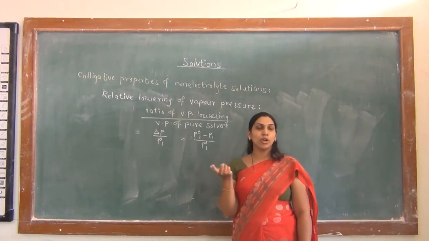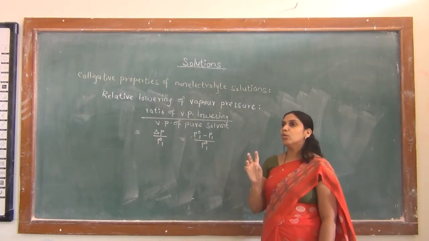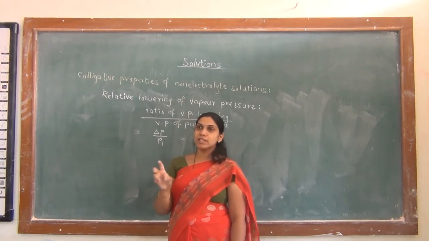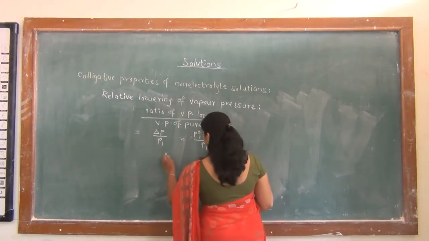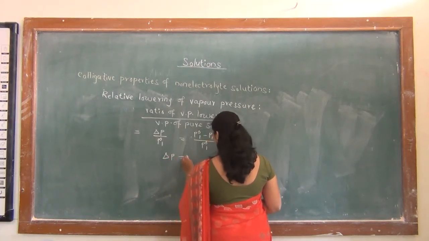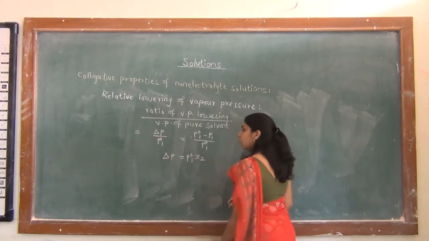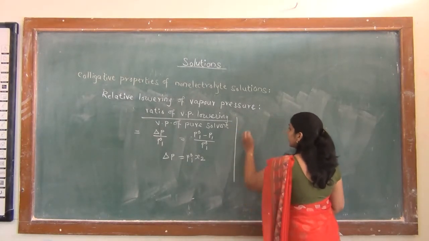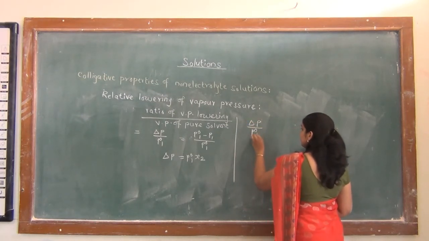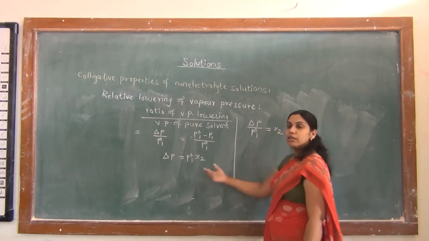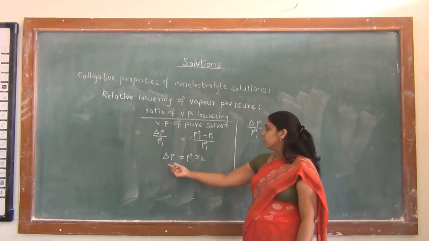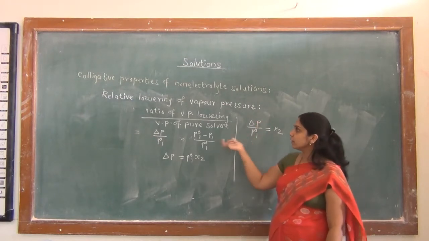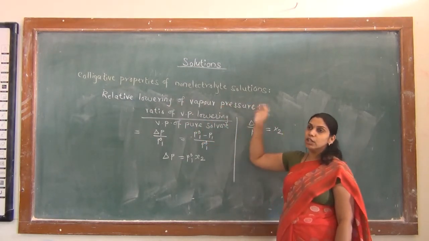Now, remember the equation for Raoult's law containing a non-volatile solute? What was that equation? That equation was delta P is equal to P01 x2. If you rearrange this equation, what will you get? You will get that delta P upon P01 is equal to x2. What is delta P upon P01? It is nothing but the relative lowering of vapor pressure.